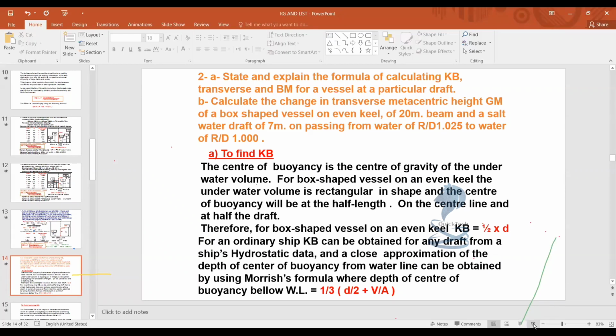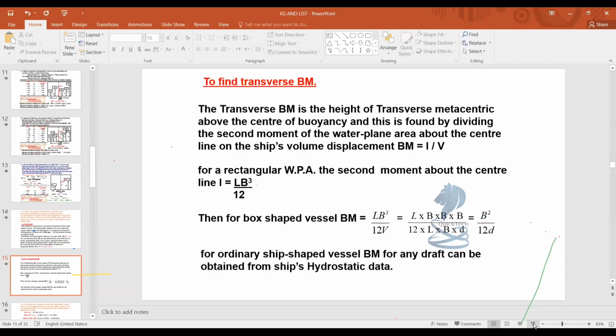For an ordinary ship, KB can be obtained for any draft from the hydrostatic data, and a close approximation of the depth of center of buoyancy from the waterline can be obtained by using Morrish formula, where the depth of center of buoyancy below water level is equal to 1 by 3 into d by 2 plus V divided by A, that is volume divided by area.